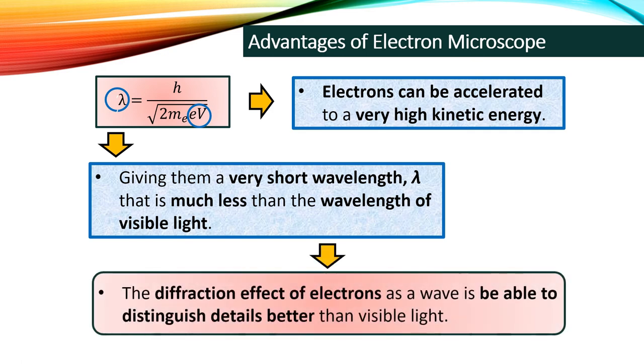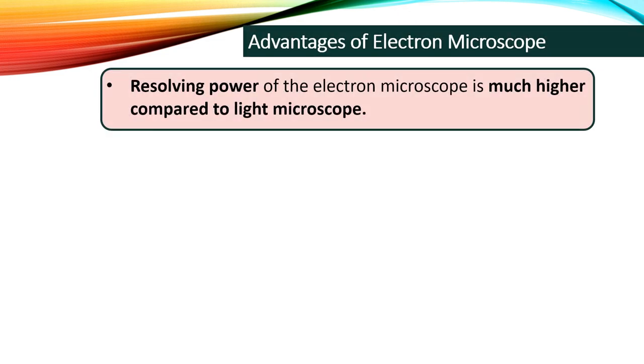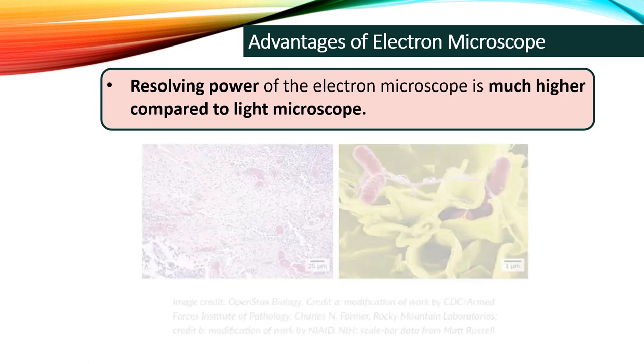As a result, the diffraction effects of electrons are able to distinguish details better than visible light. So, we can say that the resolving power of an electron microscope is much higher compared to a light microscope. Resolving power is the ability of a microscope to differentiate between two objects close together.